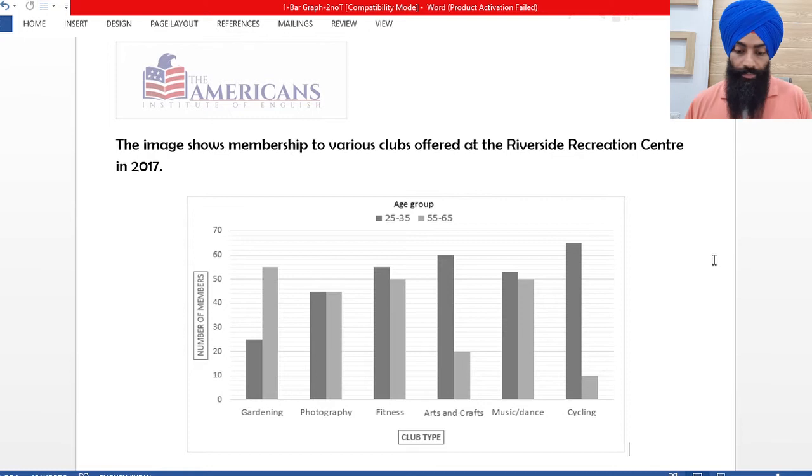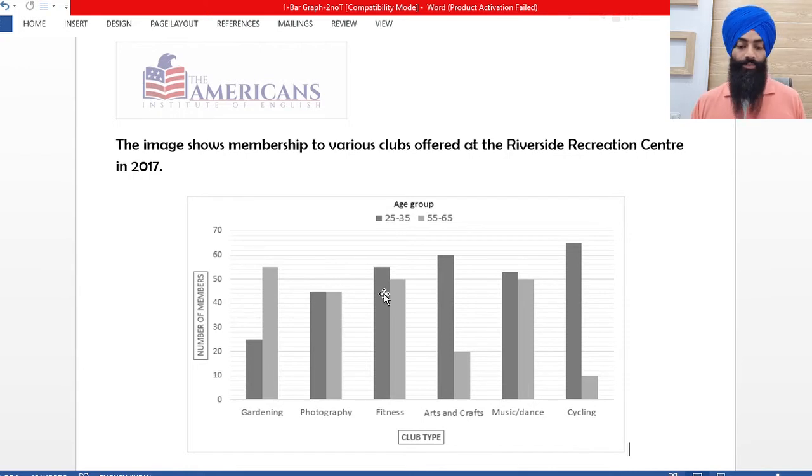All right guys, so here's the image. We have a bar graph and we have 2 different subjects, age group 25 to 35 and 55 to 65. Now I have to make sure I look at all these key elements, right? And we have 6 different club types. These are different clubs. So the heading says the image shows membership to various clubs offered at the Riverside Recreation Center in 2017. So we have a time as well. Okay, so now we can get started.